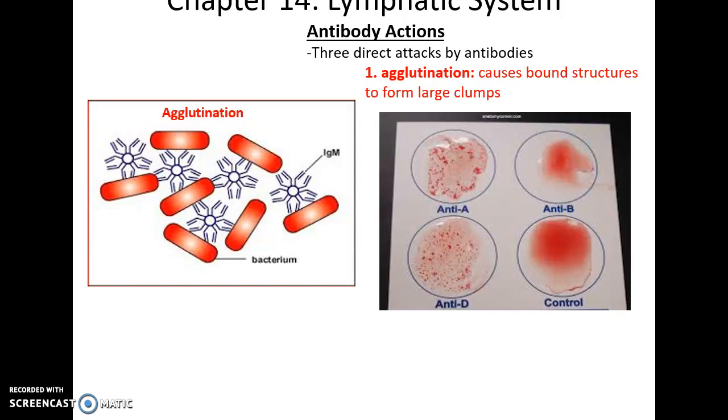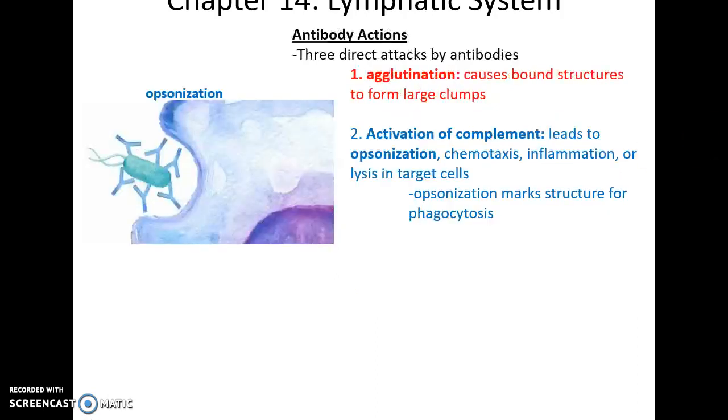So antibodies have 3 main functions. They can attack by binding to the antigens on the surface of the pathogen and causing them to clump up. So again, getting the bacteria to form a big clump by all these antibodies binding to them, chaining them together, making them easier to find. They can also activate complement. This can lead to opsonization, making it easier for a phagocytic cell to engulf the pathogen. It can lead to chemotaxis, making it easier for the phagocytic cells to find the pathogens. It can cause inflammation, lead to a lysis of the target cells, etc.